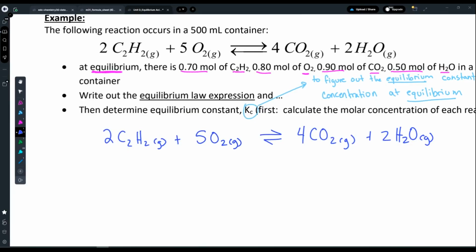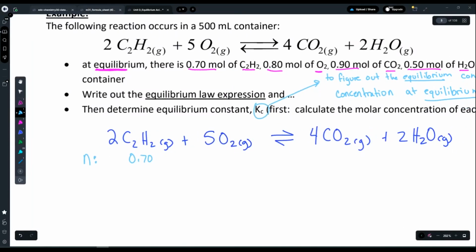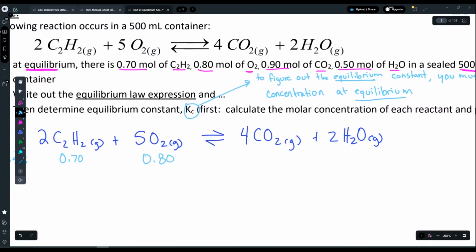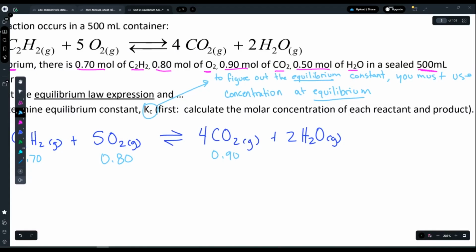So we've been given a few different pieces of information here. We've been given moles of each substance, so I'm representing moles with N. For ethyne, that was 0.70. And I'm going to write this over here and then write my units so I'm not writing them every single time. We've got 0.8 of oxygen, 0.9 for carbon dioxide, and 0.5 for water vapor.